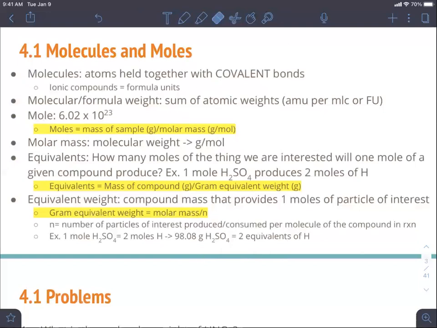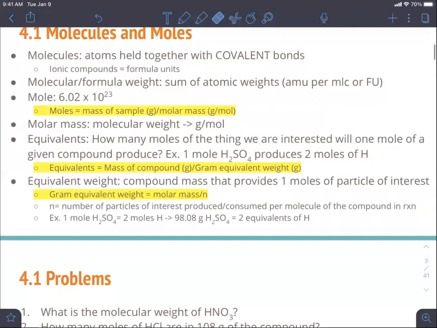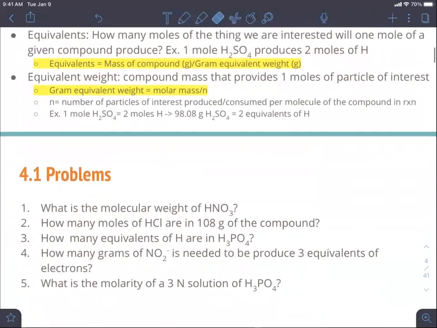If you have any questions, just write them in the chat, or you can unmute yourself and say it too. That's also fine. A lot of this stuff is kind of confusing, so if you need any explanation, just let me know.